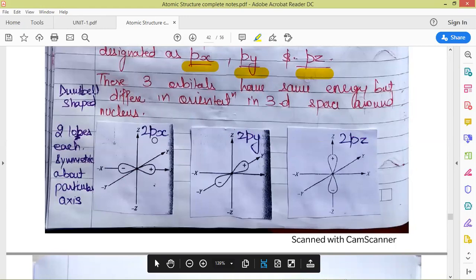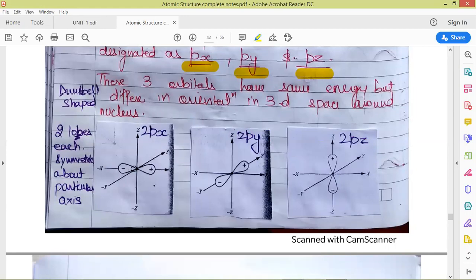So for the 2px orbital, the electron density is present in the form of a dumbbell shape, as we already know that for a p orbital, the electron density has a dumbbell shape wherein two lobes, each symmetric about a particular axis, are present. So there are two lobes around the x-axis in case of the 2px orbital. For the 2py orbital, there are two lobes with electron density symmetrical about the y-axis, and for 2pz, we have a dumbbell-shaped electron density symmetric around the z-axis.